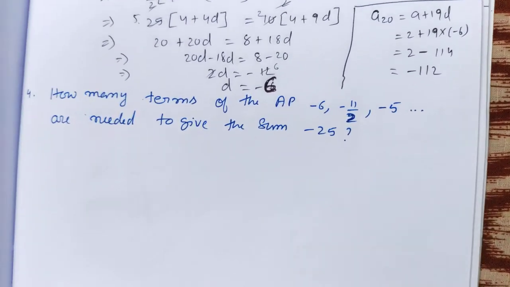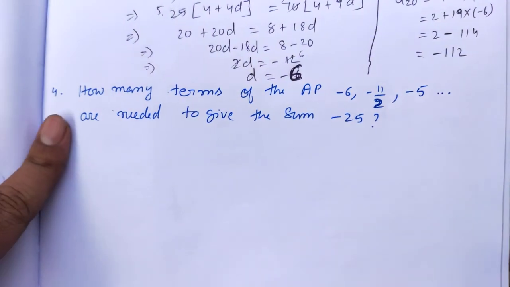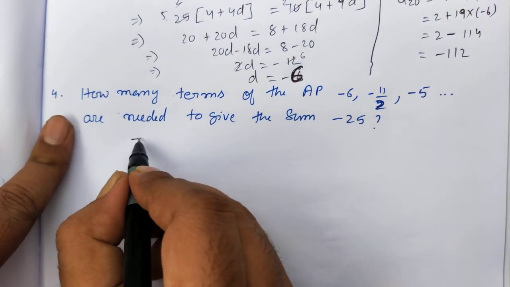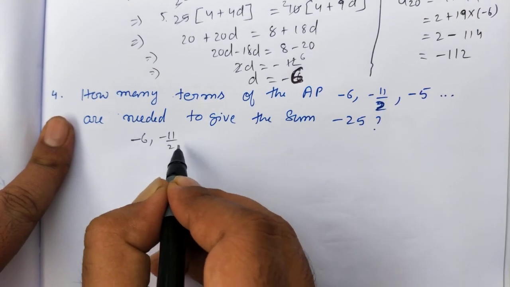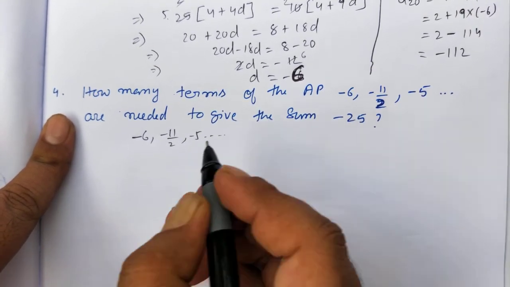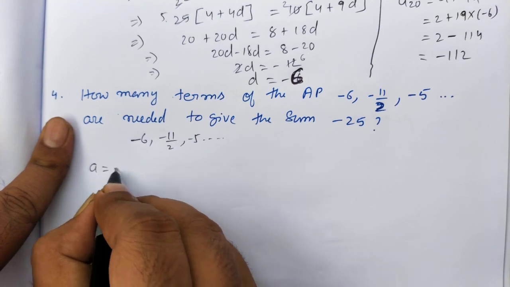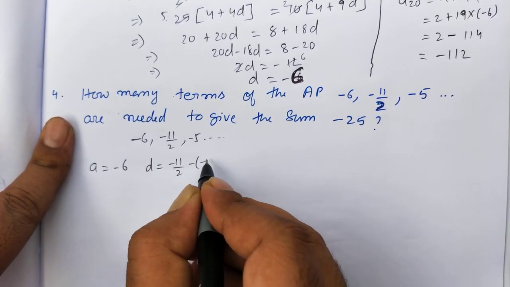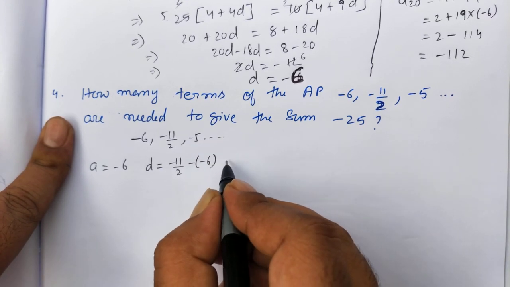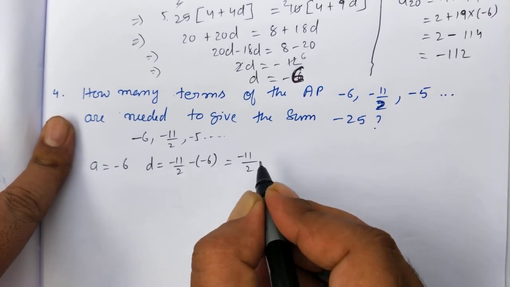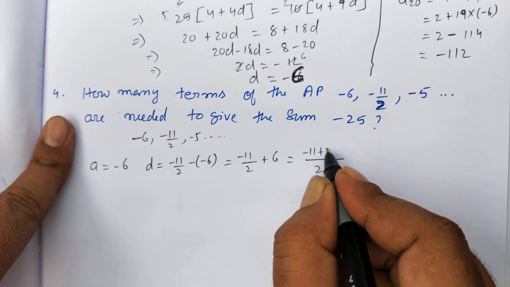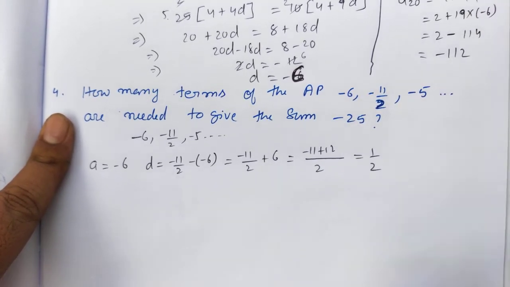Let's do the next one. How many terms of the AP minus 6, minus 11 by 2, minus 5, and so on, are needed? So a is minus 6. d will be minus 11 by 2 minus minus 6, so it will be minus 11 by 2 plus 6. The LCM is 2: minus 11 plus 12. We are getting 1 by 2.